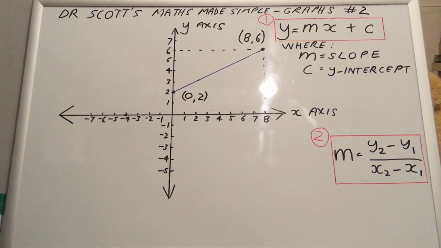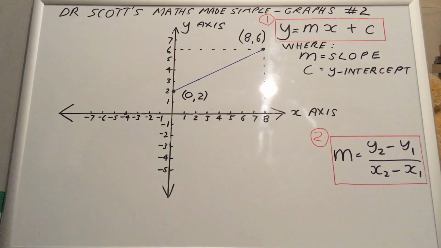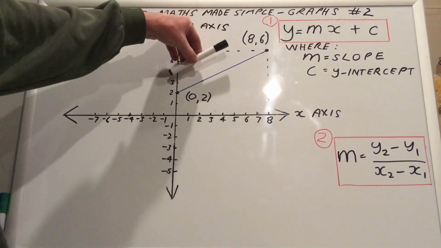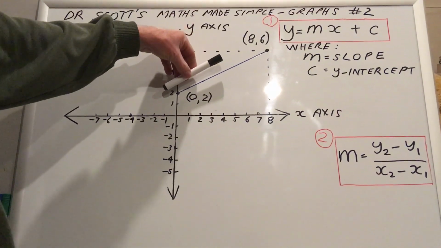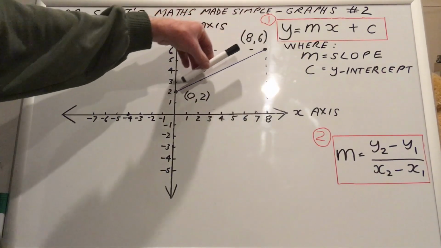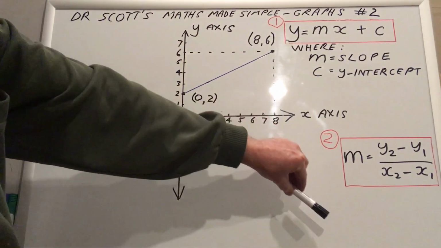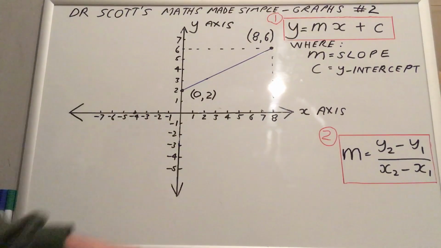Straight lines on graphs. At the end of my last video, I mentioned that you can have a straight line on a graph, and the straight line can be either rising up to the right, in other words with a positive slope, or it can be falling away to the right. That's a negative slope.